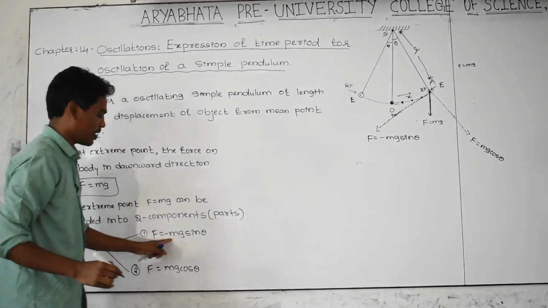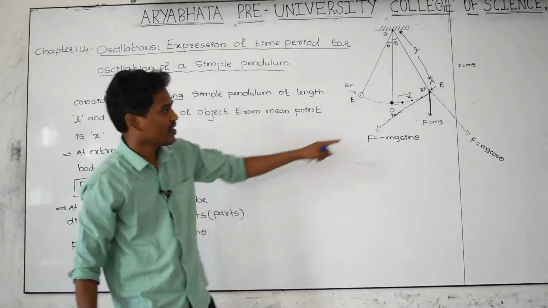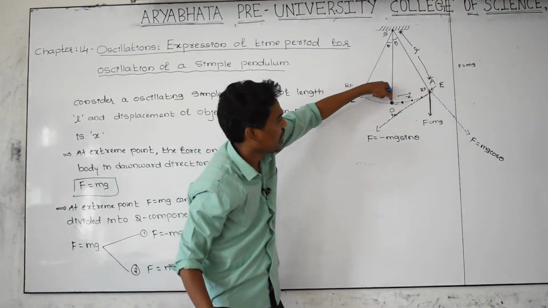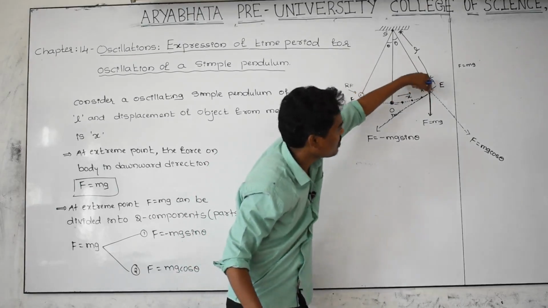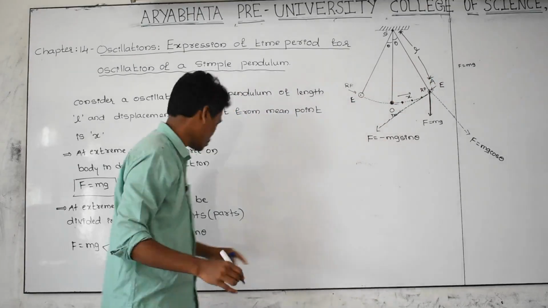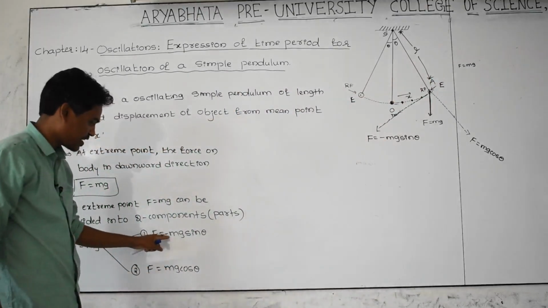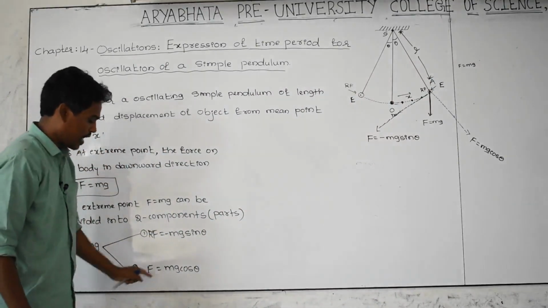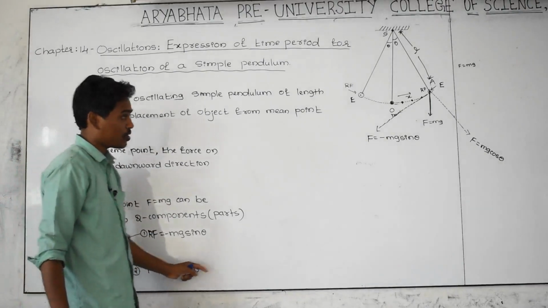The minus sign indicates that at this point the restoring force is acting in this direction, and x from the mean point and the restoring force are both in opposite directions, that's why there is the minus sign, and this is the restoring force. And another one is F equal to mg cos theta.